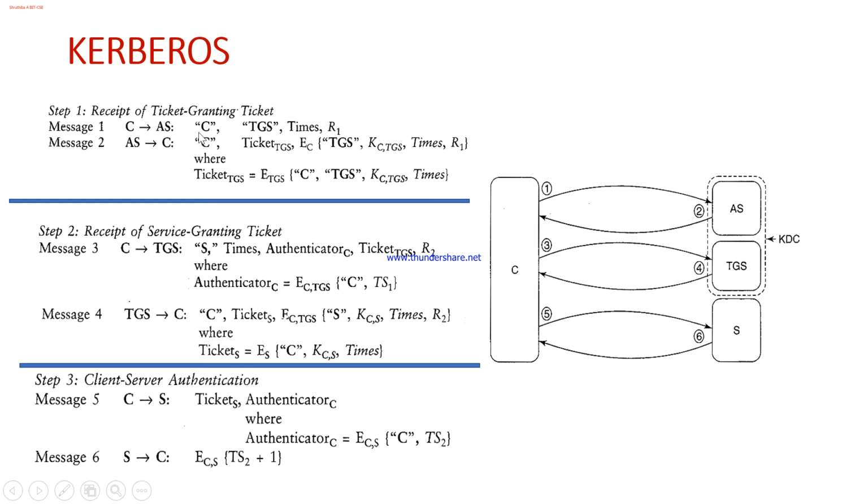Message 1 is sent by the client to the authentication server, and it contains the identity of the client and the ticket. Initially, the client has to communicate with the ticket granting server, so it mentions the identity of the ticket granting server, and the time, which is its login time, and the session duration.